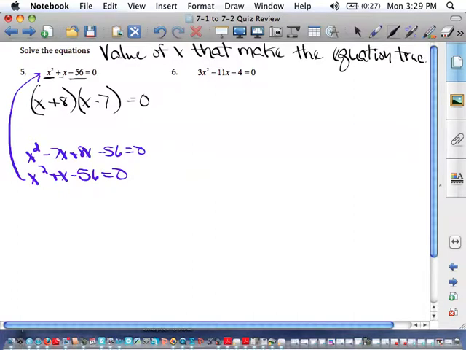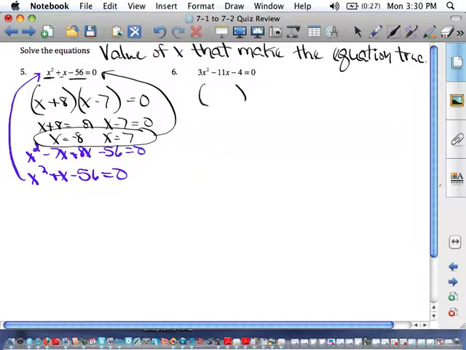Then you know that x plus 8 equals 0 or x minus 7 equals 0. So when x is equal to negative 8 or when x is equal to 7, those are the two values of x that would make this original equation true. Number 6, again, we're looking for two binomials that when we multiply them together, we get 3x squared minus 11x minus 4. So if I'm looking at this first term, I need to have two things that I'm going to multiply together that will give me 3x squared.